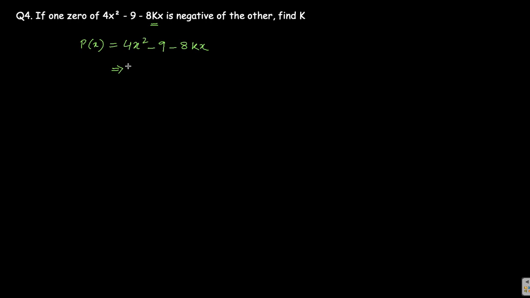So it is not in the general form. It's no problem that x square is given, but the constant term is in the middle of this polynomial. And we know that in the general form ax square plus bx plus c, the constant term is at the end of the polynomial. So if we rewrite it, it becomes 4x square minus 8kx minus 9.